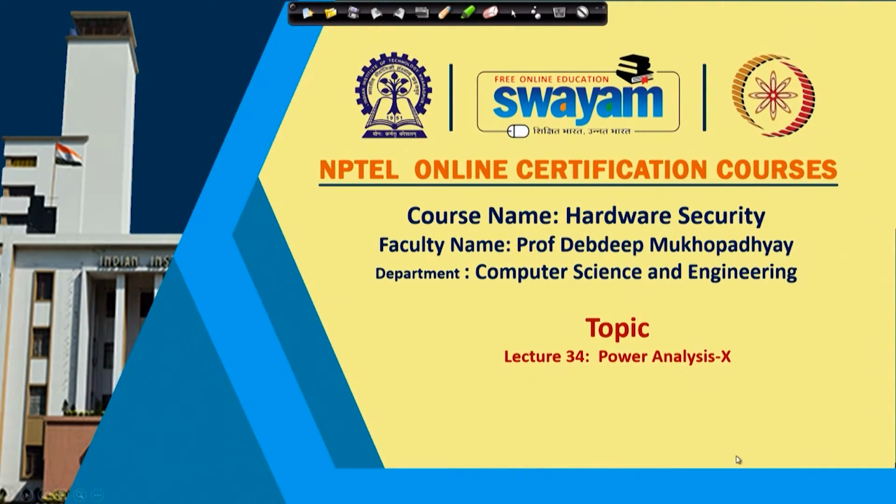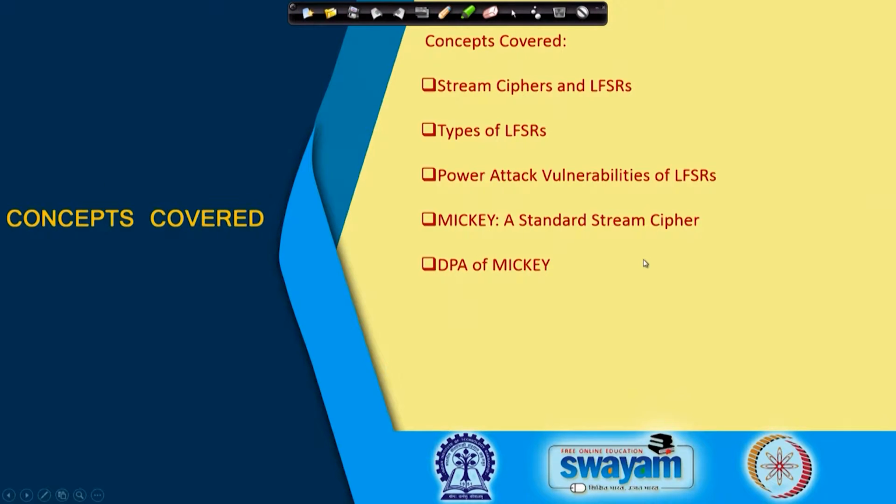Class on hardware security. Today we shall be trying to see how power attacks can be applied on a primitive called stream ciphers. In particular, today we shall be talking about stream ciphers and a very important component in stream ciphers called LFSRs, or linear feedback shift registers.